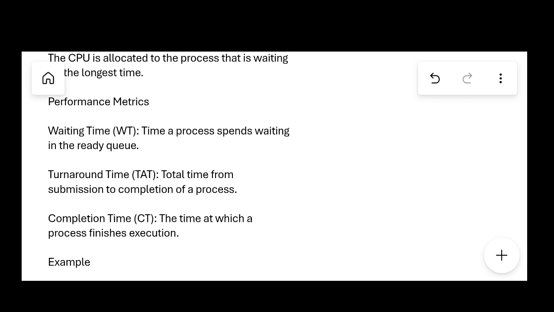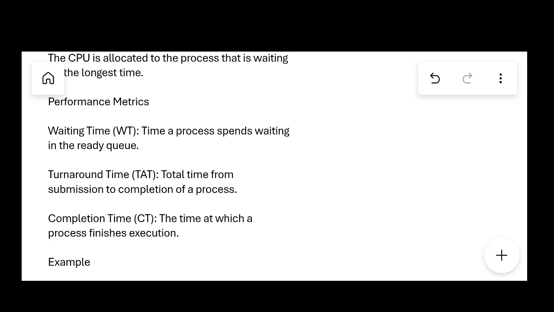Basically, processes are simply executed in the order of their arrival time. So whichever process has been waiting the longest in the ready queue will get the CPU next. And here, completion time, CT, means the time when a process finishes its execution. And turnaround time, TAT, means the total time from the arrival of a process until its completion. And waiting time means the time a process spends waiting in the ready queue before it gets the CPU.